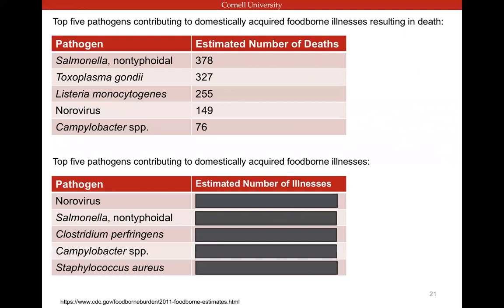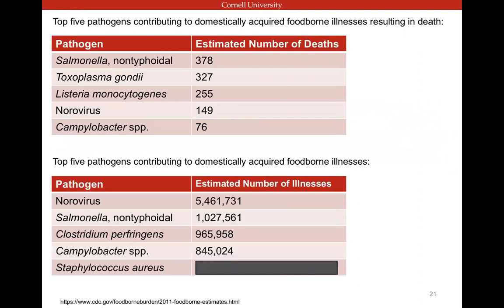Now, when we look at the top 5 pathogens that contribute to domestically acquired foodborne illness, we've got norovirus at 5.5 million, Salmonella at about 1 million, and Clostridium, Campylobacter, and Staphylococcus aureus round out the top 5. But what I want to point out to you is that Listeria actually doesn't make the top 5 list for pathogens that contribute to domestically acquired foodborne illness, and that's because Listeria only causes about 1,600 cases of foodborne illness in the US each year.